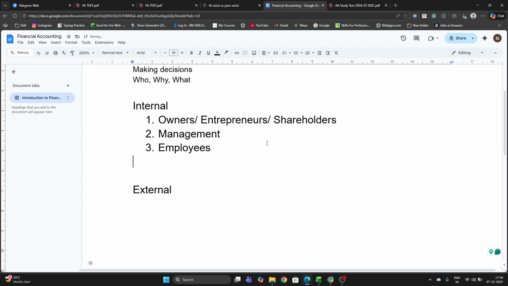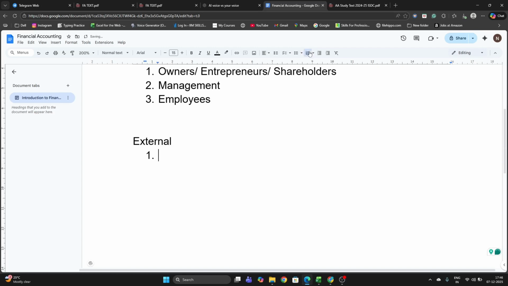So let's get into external users. External users are people outside the business, right, who do not take part in daily operations, but they still need financial information to make their own decisions. The first one would be investors. We can call them shareholders as well for large companies, right? Investors want to know whether the company is performing well and whether they should buy the shares, hold existing shares, or sell their shares, right?